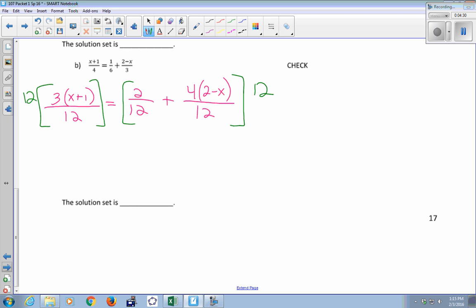If you have 12 times some stuff and then you divide by 12, what happens to the 12s? They cancel. 12 times something and then dividing by 12, the 12s undo each other. The one on top, one on the bottom, they cancel. All my 12s are going to cancel. Right. So all I'm left with is 3 times (x plus 1) equals 2 plus 4 times (2 minus x). No more denominators.